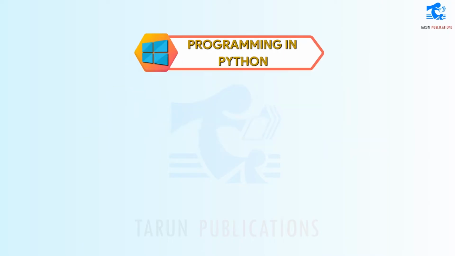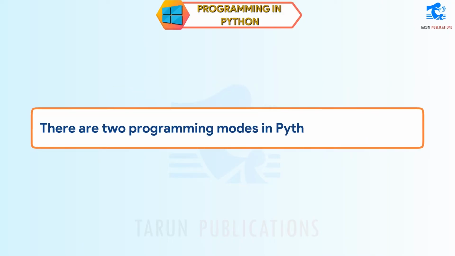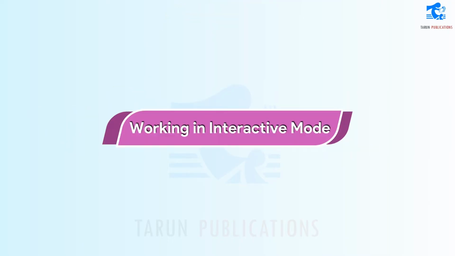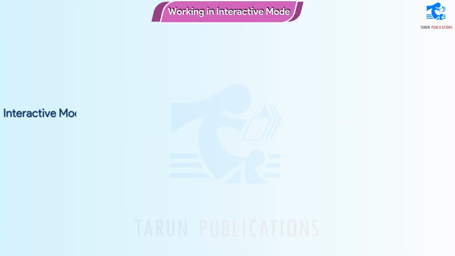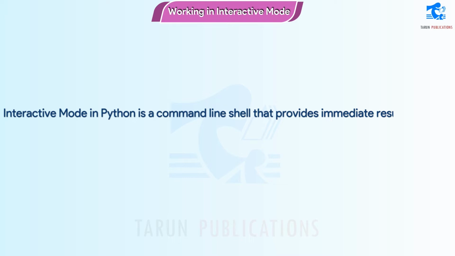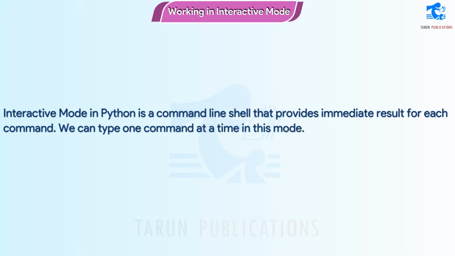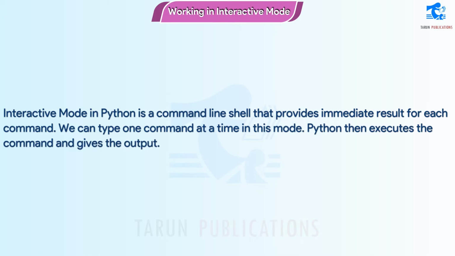Programming in Python. There are two programming modes in Python. Working in interactive mode. Interactive mode in Python is a command line shell that provides immediate result for each command. We can type one command at a time in this mode. Python then executes the command and gives the output. Follow the given steps to work in interactive mode.